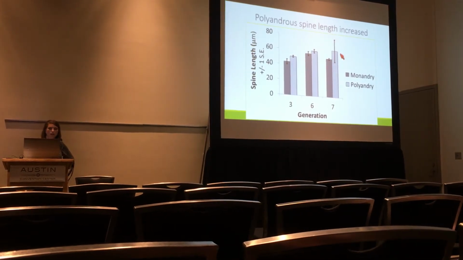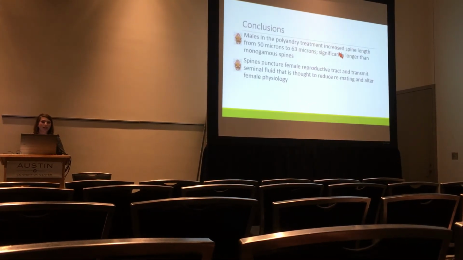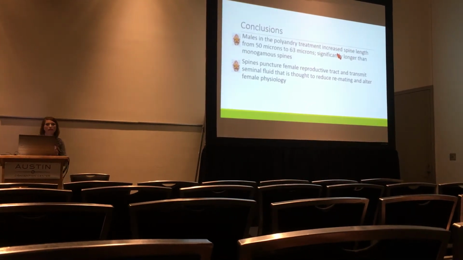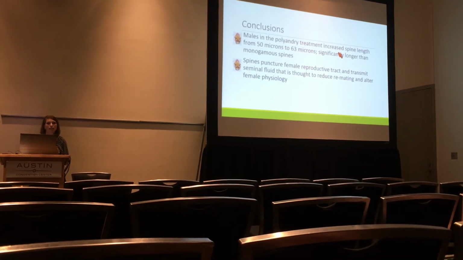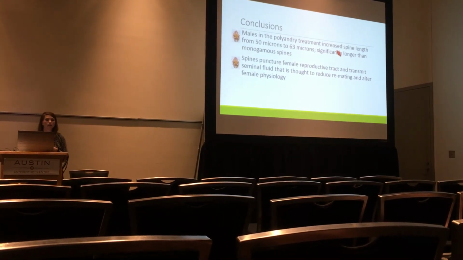And there's a reason for this large error bar, which if you see me later, you can ask me about. Okay, so what we saw was that males in the polyandry treatment increased spine length from 50 microns to 63 microns, which ended up being significantly longer than the monogamous spines.